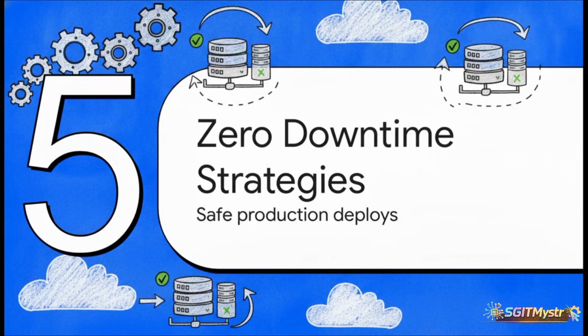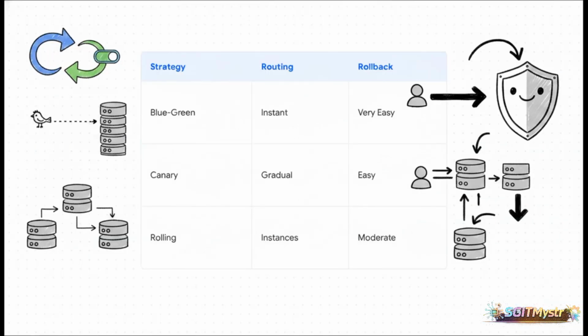Final section, Section 5, Strategies for Zero Downtime, Deploying Safely to Production. So even with incredible automation, how do we update an application that thousands of people are actively using without causing a server outage or frustrating disruptions? Well, DevOps teams rely on three main deployment strategies: blue-green, canary, and rolling. And this brilliantly illustrates how they work. They handle traffic routing differently, but they all provide a critical safety net, making it super easy to roll back if a bug somehow makes it to production.